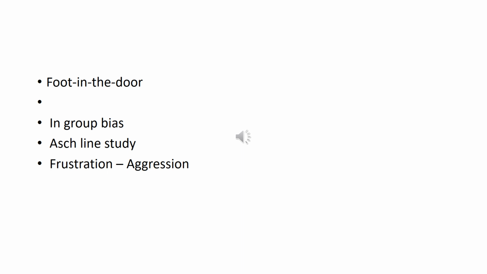Asch did the line study on conformity, showing that if everybody gave the wrong answer, the volunteers who had no idea what was going on would also give the wrong answer just to conform, and that was like 67% of the time. And finally, frustration-aggression. Sometimes if you are very frustrated, you're more likely to be aggressive.